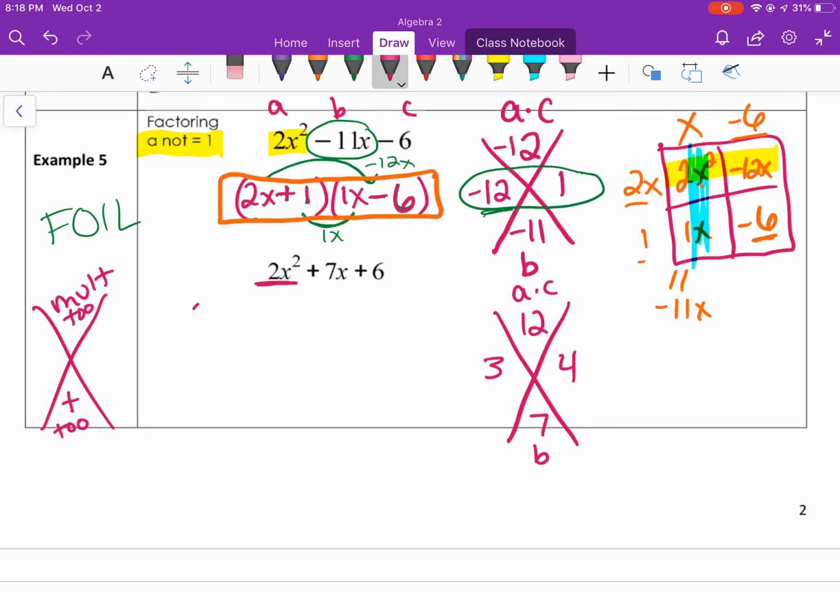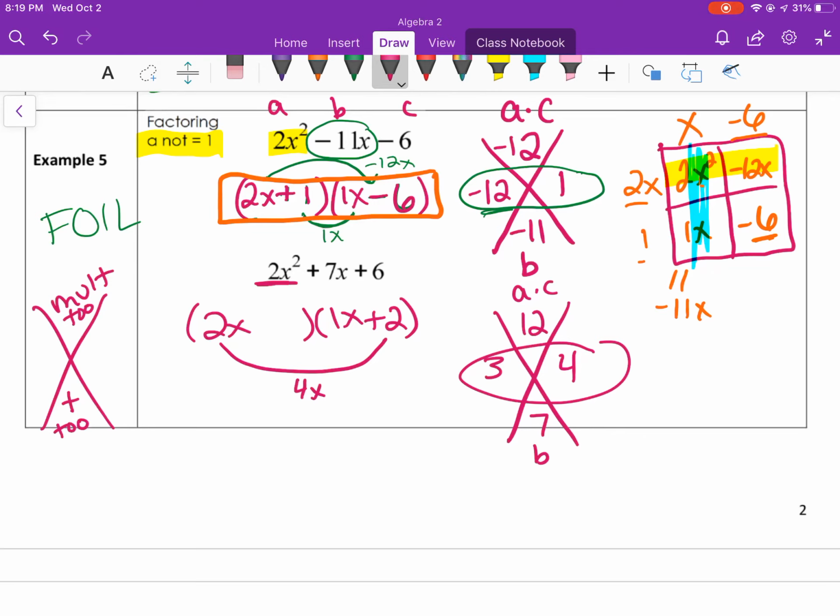All right, to get 2x squared, I know I'm going to have 2x and a 1x again. And then you need to think, well, what does the 2x need to go with? I need to get either 3 or 4. So I can make 4 with 2x because 2x times positive 2 is 4. And that gives me my 4x. And then 1x times positive 3 would be my 3x. And 3x plus 4x is 7x. So that's my answer then: 2x plus 3, and x plus 2.